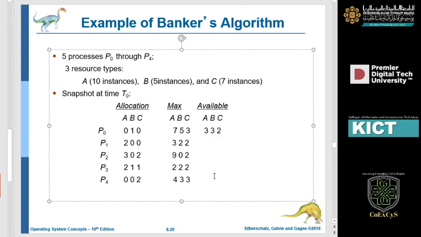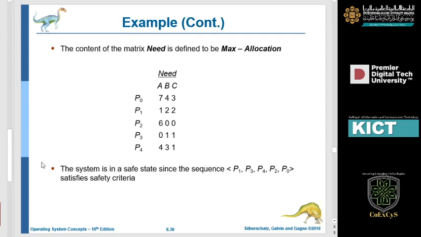At a particular snapshot. Again, remember, this is what the process needs, this is what the process currently holds, or all the processes currently hold. So what's available is basically the total minus the ones that are allocated. So for A, 10 minus 2 minus 3 minus 2 is 3. For B, minus 1 minus 1 is 3. For C, 7 minus 2 minus 1 minus 2 is 2. So take note of that.